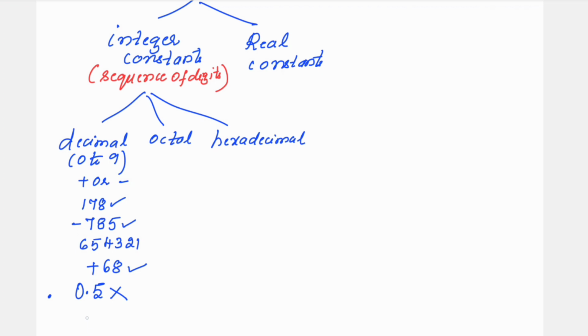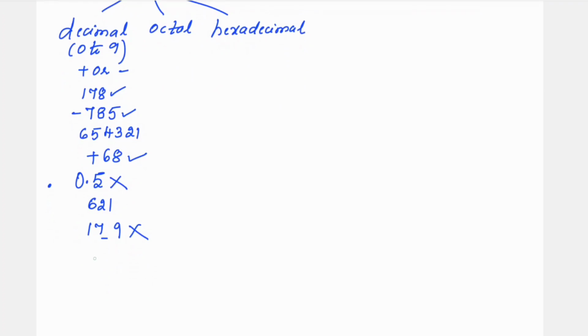If you're not using plus or minus, suppose it is like 621, even then it is considered positive. You cannot use special characters here, and you cannot use blank spaces. For example, you cannot write 17-9. This is not a valid decimal integer constant. You cannot give a space like 7 space 5. This is also not a valid decimal integer constant. So this is valid, this is valid. These are a few examples of decimal integer constants.